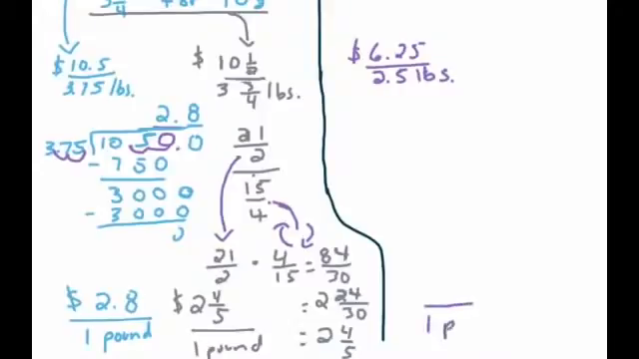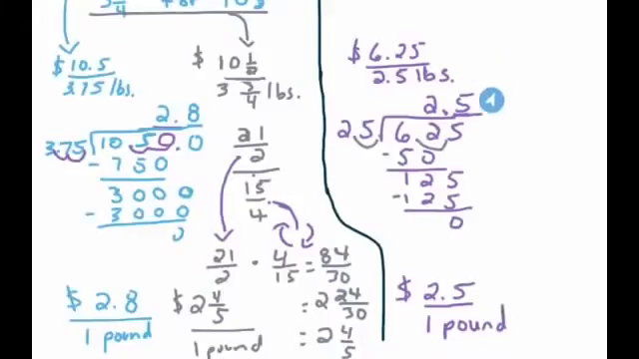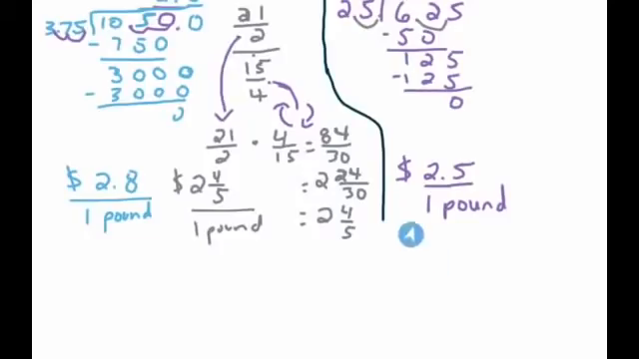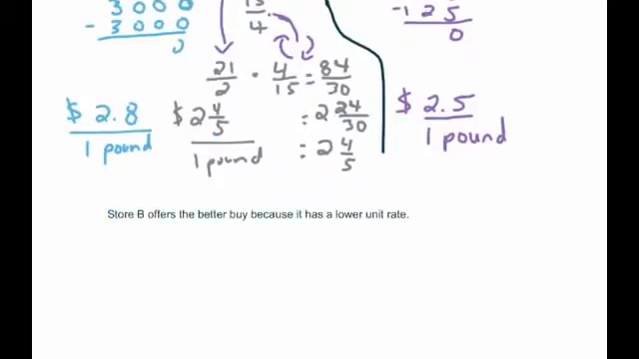What would be the price for 1 pound at store B? So by dividing our numerator by our denominator, we get 2.5. So at store B, we have a unit rate of $2.50 for 1 pound. So which of these represents a better buy? So store B offers the better buy because it has a lower unit rate.